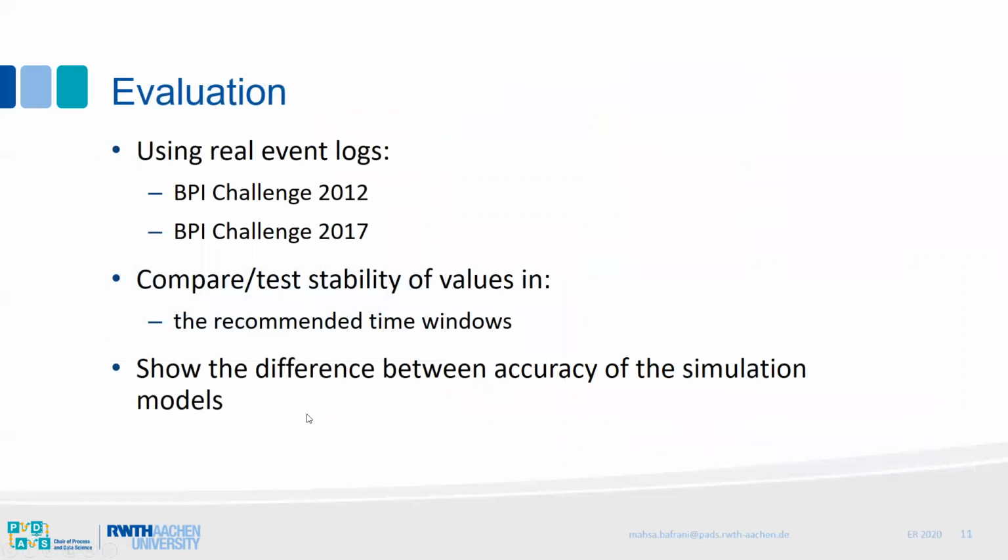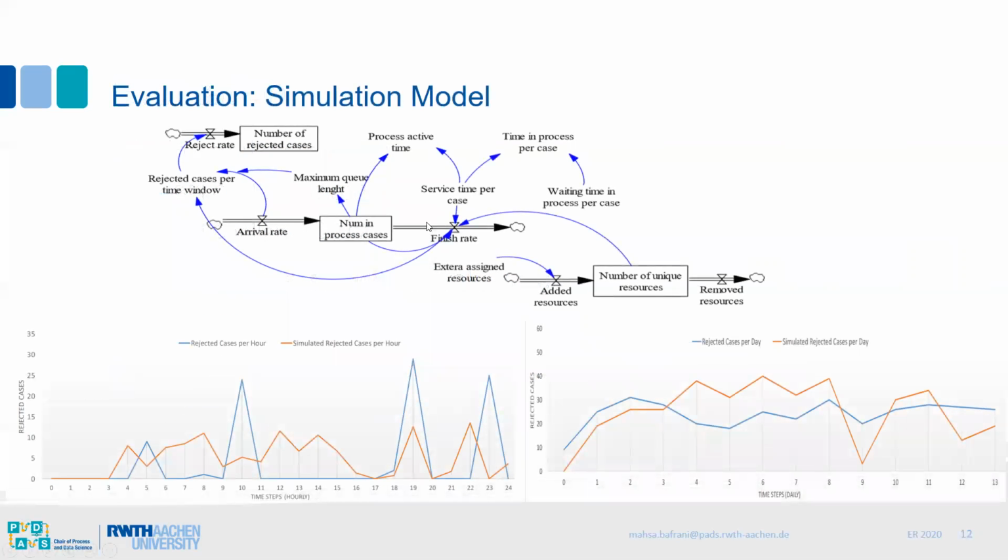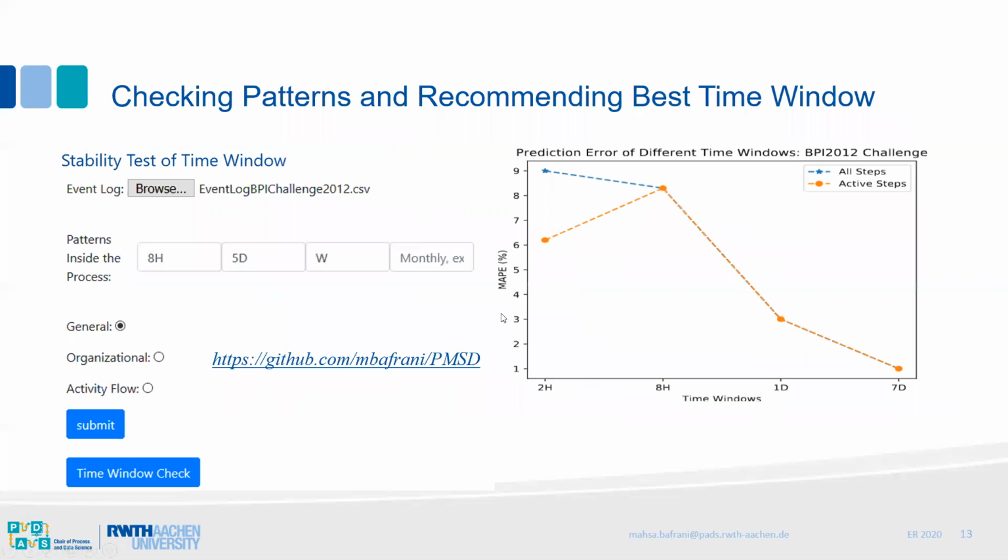For the evaluation, we used synthetic data as well as real event logs like BPI Challenge 2012 and 2017, and we trained some models, as you can see here, for instance. Then we simulate using our data in 2 different time windows, and we compare the errors of these simulation results to see which time window is the best one. We also compare the selected time window with the time window recommended by our approach.